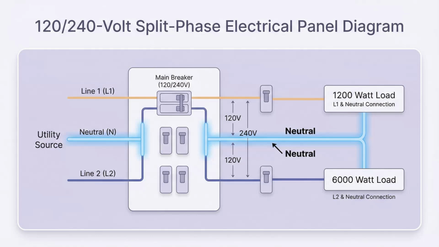Neutral current calculations are also heavily tested. On a 120/240-volt circuit with a 1,200-watt load on one leg and a 6,000-watt load on the other, the neutral wire carries the unbalanced load, which is 30 amps.